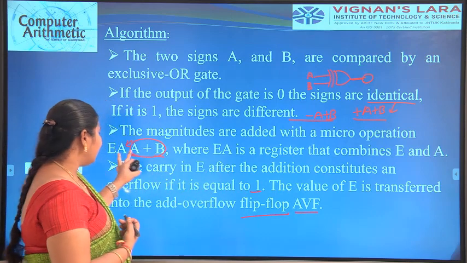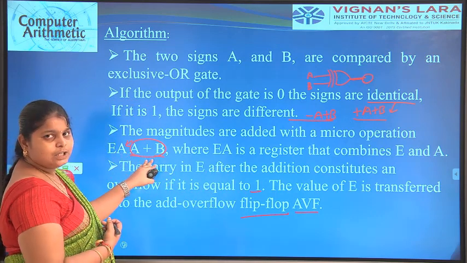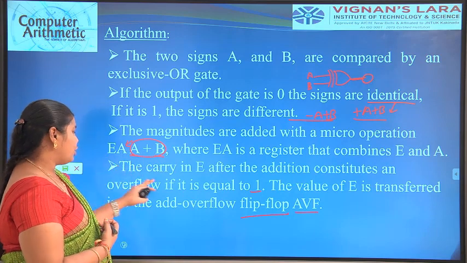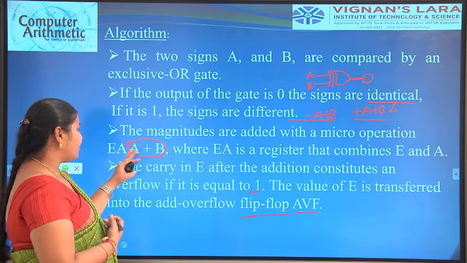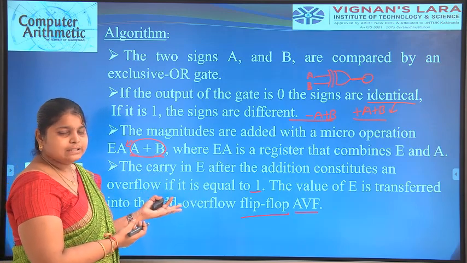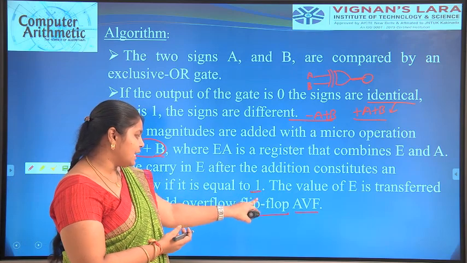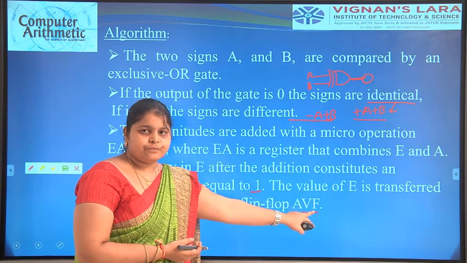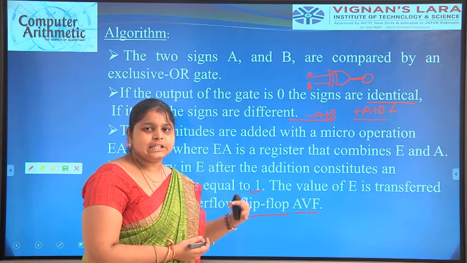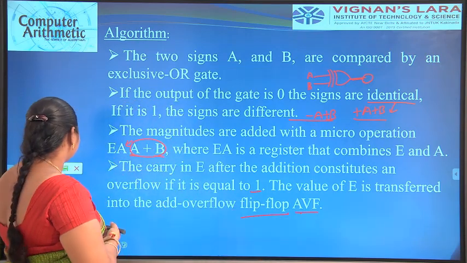Here, EA is a register. The addition of both A and B, that value is stored in EA. After completion of the addition operation, if any carry or overflow occurs, that is in the form of 1, and the data 1 is transferred to the add overflow. The excess of memory is transferred to the add overflow.